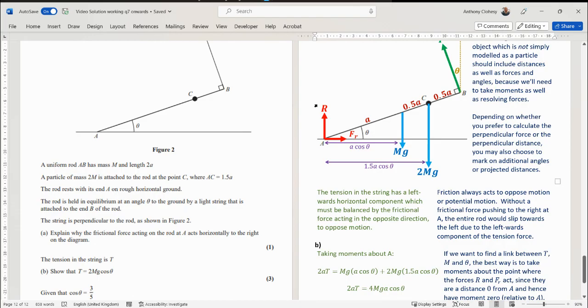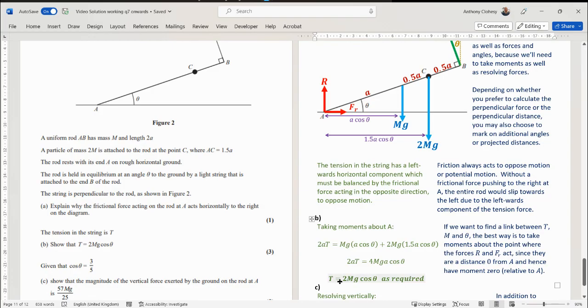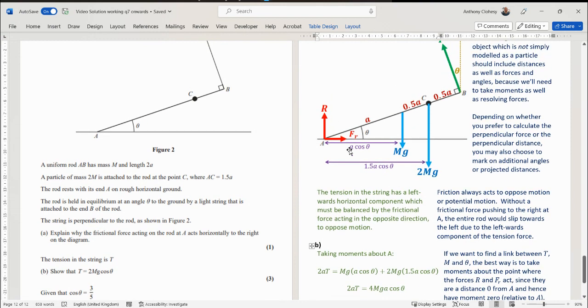The beauty of this is that you don't necessarily need to know R or friction to calculate what they've calculated here, the relationship between T and the 2mg and the cos theta. And that's because these two forces are a distance of 0 away from A. So the overall moment or turning effect of those two forces relative to the point A is 0. They become irrelevant when you're looking at moments from the point A. This is why it's such a useful place to take moments about. If there are forces at that point that you don't know and you don't want to find them out at this point, then they don't appear in your equation if you take moments about this point.